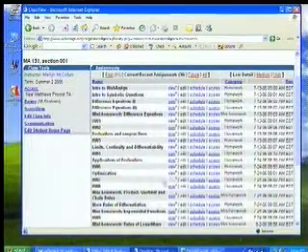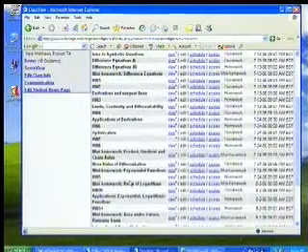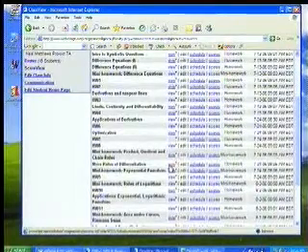I don't even see that. I must have made it up. More on derivatives. Oh, here it is. More on derivatives.